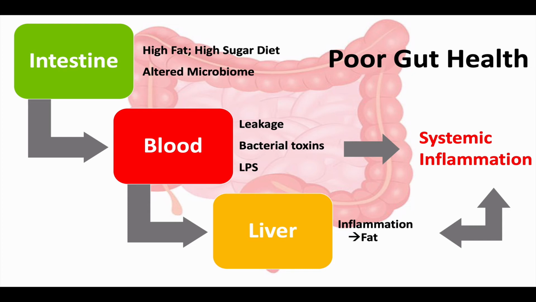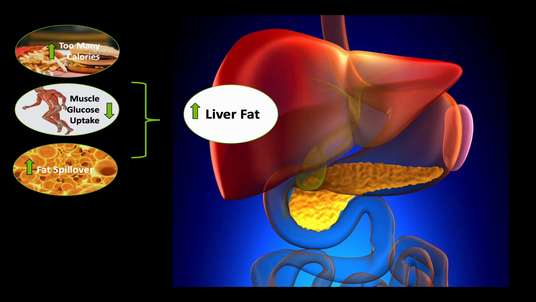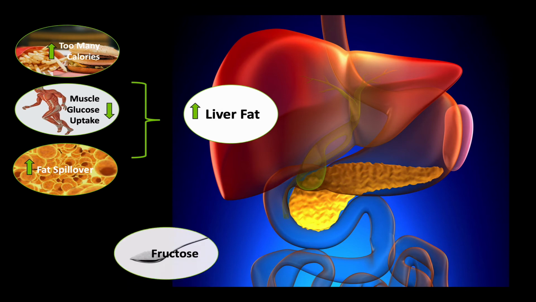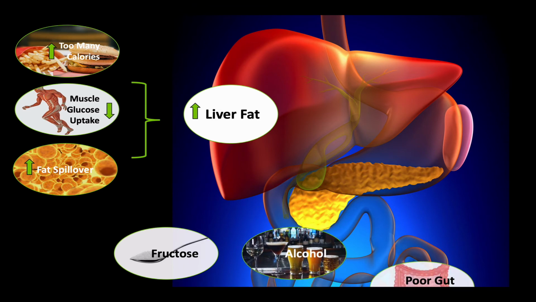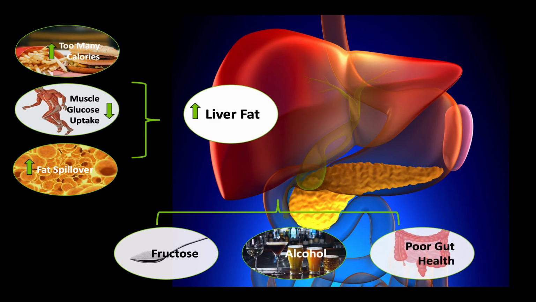type 2 diabetes. So now when we look at this, we have too many calories and we've got our muscles' buffer failing and our fat buffer failing and all that coming back at the liver. But if we're adding fructose and we're adding alcohol and we have poor gut health, all of this is just fuel on the fire. So we have to pay attention to these things if we want to maximize our chances to reverse insulin resistance and reverse type 2 diabetes.